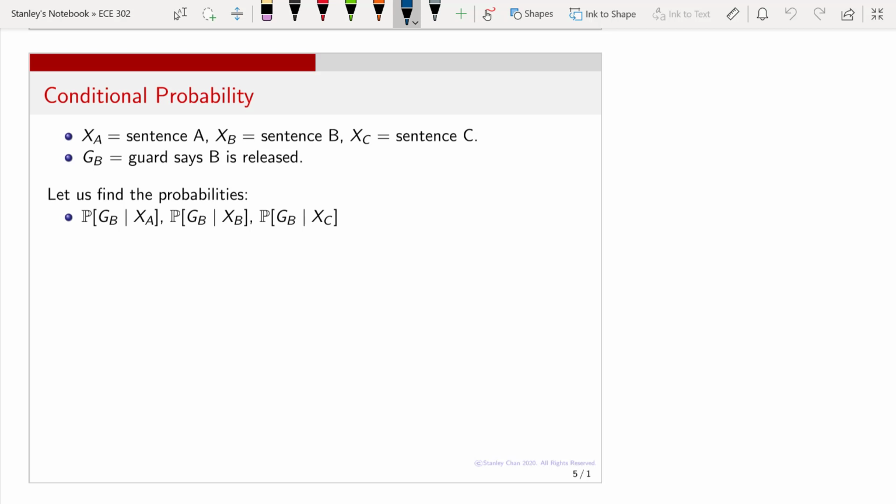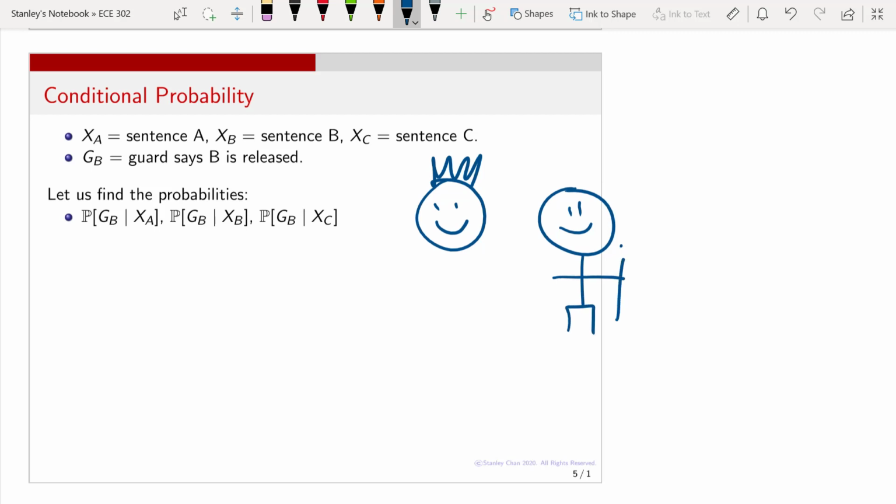It's a conditional probability, so there are two players. One is a very happy king who can decide whatever he wants to do. And the other one is a very faithful guard who is going to tell you the truth. XB is really coming from the king, same for XA and XC. So the king can decide XA, XB, and XC. GB is what the guard can decide.